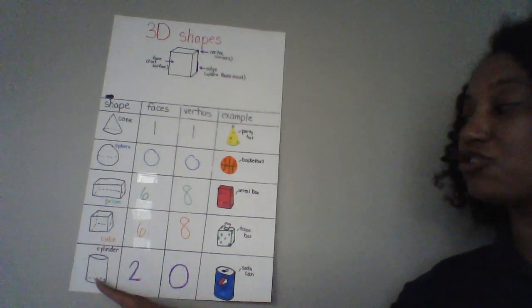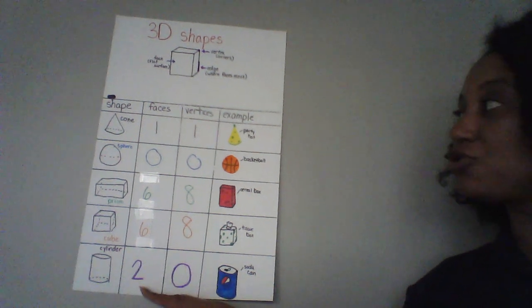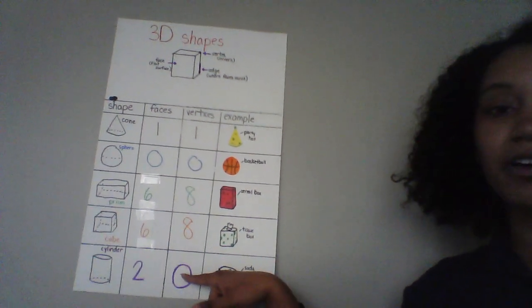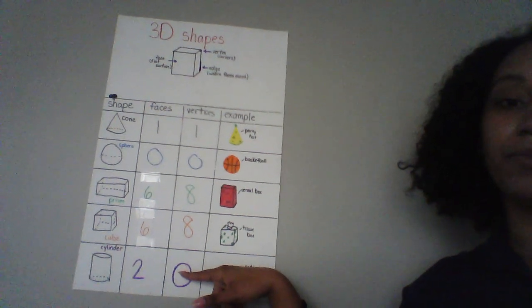And then my last one is a cylinder. A cylinder has two faces, one at the top and one at the bottom. So it has two faces. However, a cylinder does not have any corners, so it is zero.